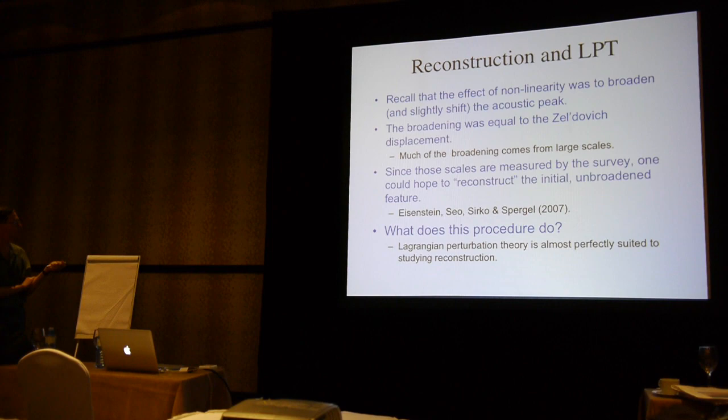And so what I wanted to do is ask the question, what does this procedure do? Because as I'll run through the procedure in just a second, it's not entirely clear that what you're doing is really reconstructing the initial conditions. You're doing some sort of hybrid thing that's a little hard to understand. But we'll see that Lagrangian perturbation theory is really nice in doing this.